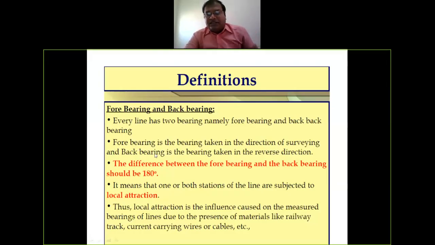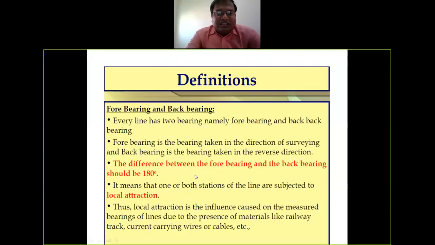And if you take the bearing in the reverse direction, the backward direction of survey, it is called back bearing. Suppose you are right now sitting at point A. What is your backward direction? Suppose A, B, C, D are your stations. A to D, then D to C, like that, in anti-clockwise direction you can say. So forebearing and back bearing is very simple.